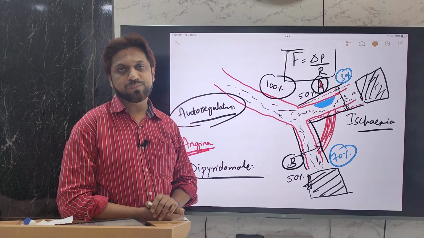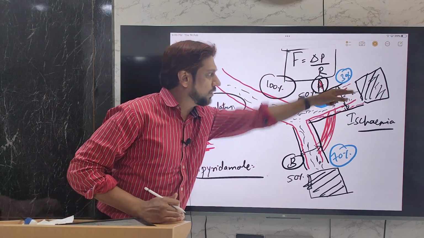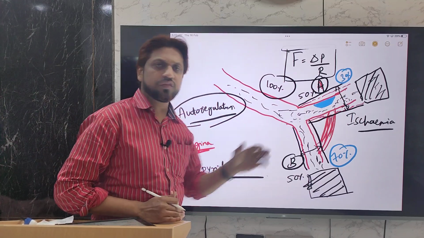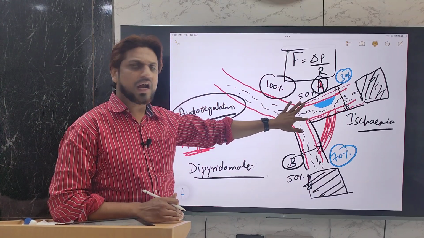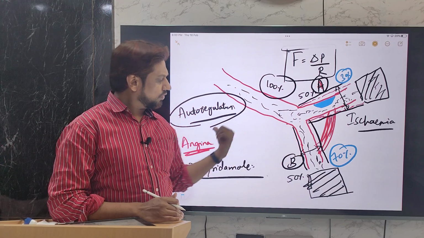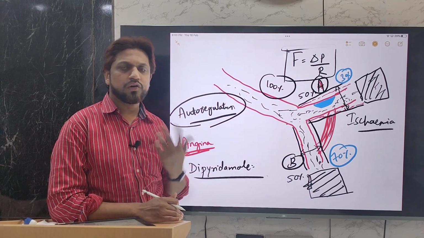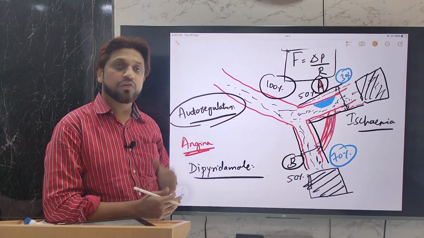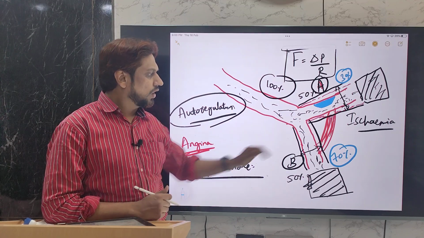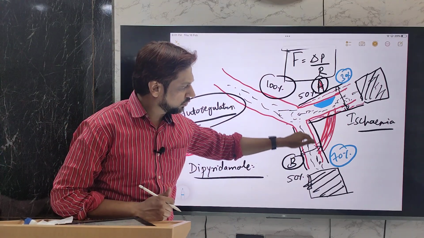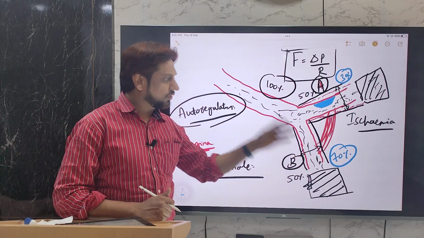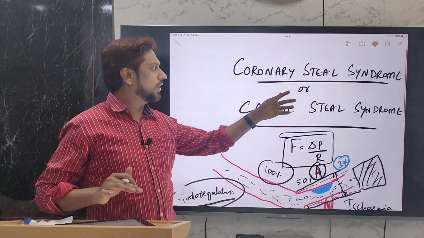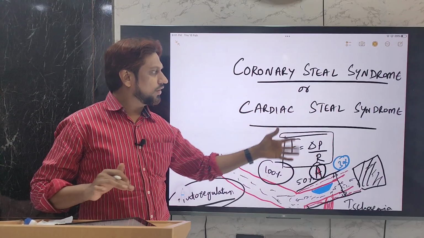Now what has happened? Already this part was ischemic, that is blood supply was less because of the block, and however it was adjusted. Now because of the infusion of this drug, or due to some exercise, when there is a natural vasodilatation, more blood goes to the normal area. So this phenomenon is called simply coronary steal syndrome or coronary steal phenomenon.